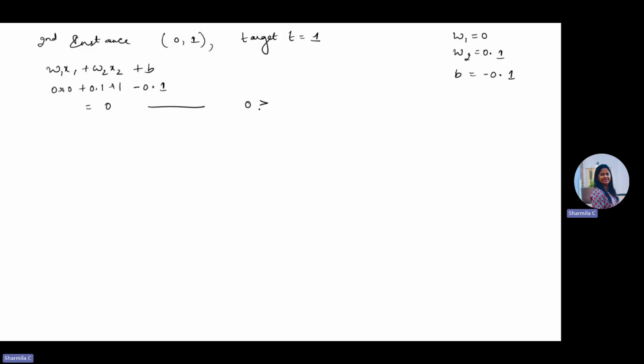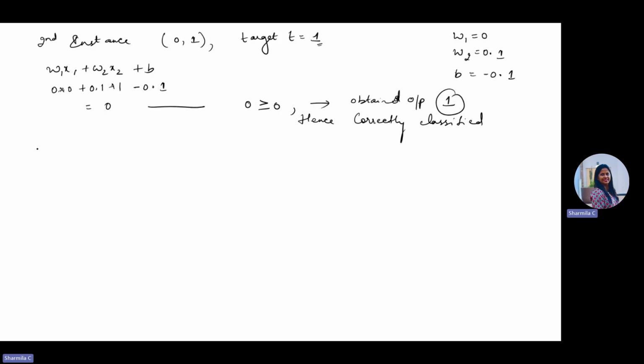Since 0 is greater than or equal to 0, we get the obtained output as 1. So hence, it is correctly classified, because the obtained output is equal to the target output. So no need to update the weights.